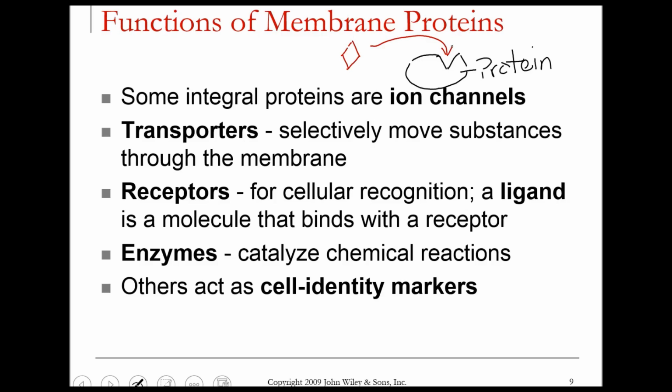Sometimes these proteins might be enzymes. Enzymes are proteins that speed up chemical reactions. They catalyze the chemical reactions. So if that little diamond-shaped ligand was actually a substrate in an enzyme-catalyzed reaction, you might have a transformation and a different product produced.